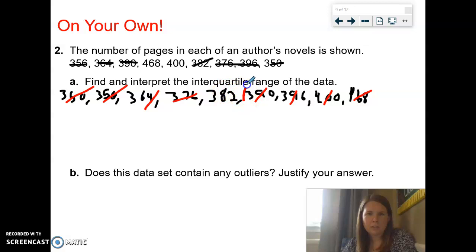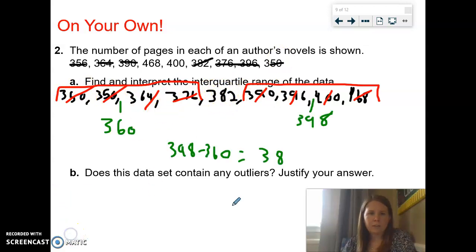So this is then, all this stuff is going to be my upper, and this one's going to be my lower. We're not even adding this 382 into it. Keep going. Find your median of this. All right, found my middle of the lower and the upper. Find your difference. That gives you your interquartile range. So 398 minus 360. Okay, so that gives me a difference of 38.